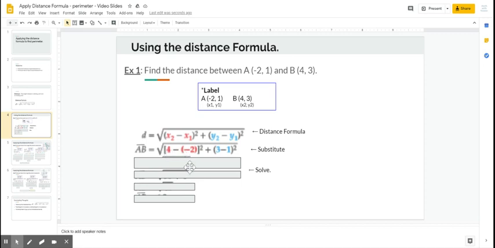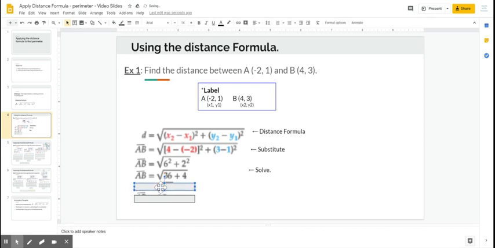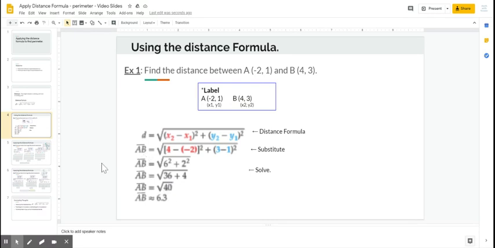So 4 minus negative 2, which is positive 6, and it will be squared, plus 3 minus 1, which is 2, and that's squared. So now 6 squared is 36, plus 2 squared, which is 4, and you take the square root of that sum. So it would be the square root of 40. So the square root of 40 is about 6.3. So here you have the distance, or the line segment of AB is about 6.3, and you just say units, 6.3 units. That is your distance.